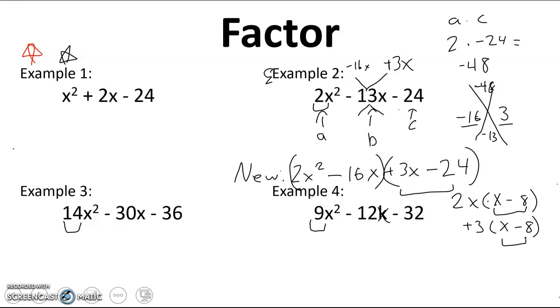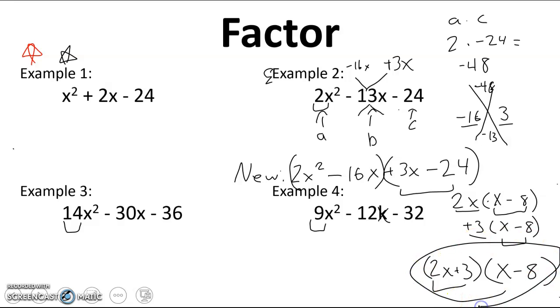And then once that is done, from here we write out our two parentheses, our two factors. In this one here, we're going to combine what we had on the outside, 2x, and then plus 3. And then over here, we're going to take what we had on the inside for both of them, x minus 8, and just bring it down here. All right. That's our final answer right there.